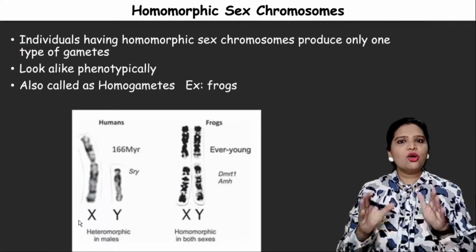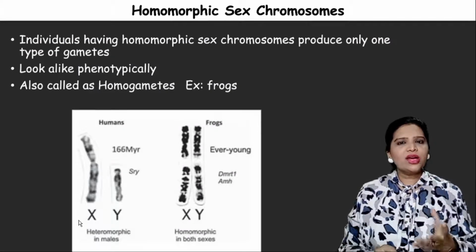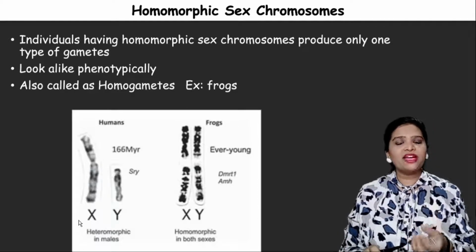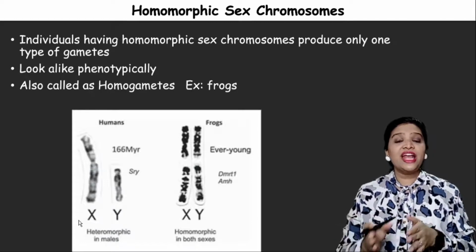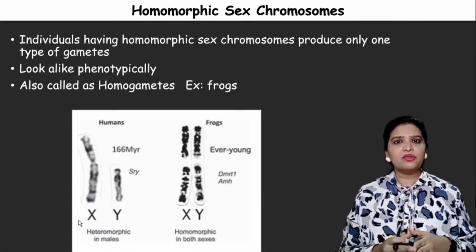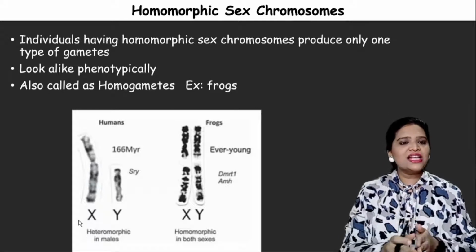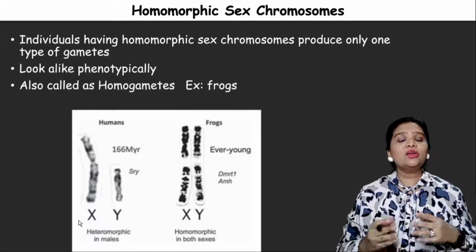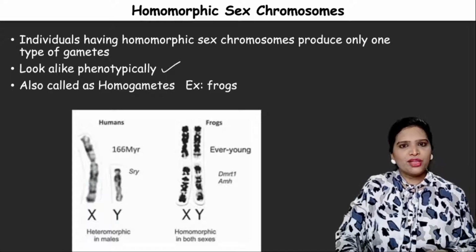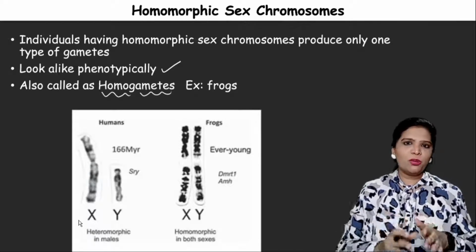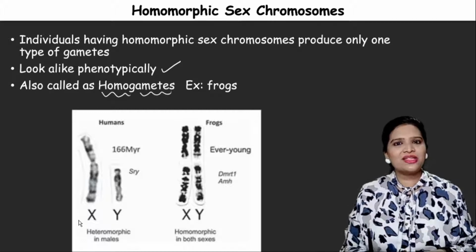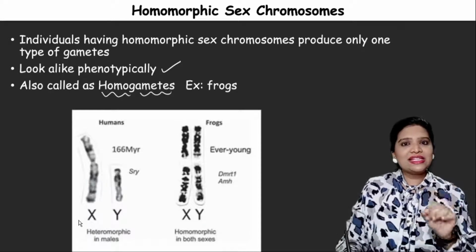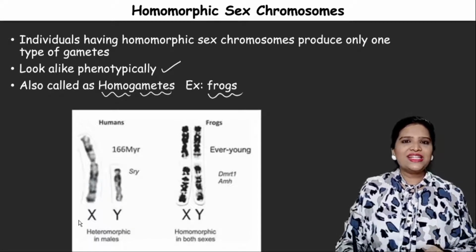The first one is homomorphic sex chromosomes. What are homomorphic sex chromosomes? When we look phenotypically, or externally, we cannot differentiate which is the male chromosome and which is the female chromosome because they look alike. Such chromosomes are called homomorphic chromosomes. When they produce gametes, the gametes also look alike. Such gametes are called homogametes. Homo means the same type of gametes. Examples of organisms having this type of chromosomes are some varieties of frogs.